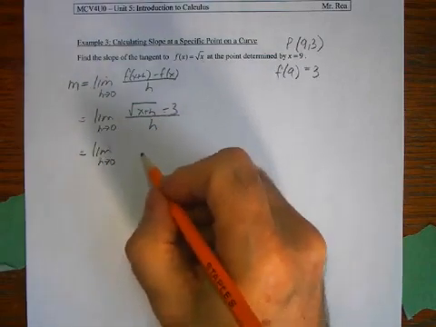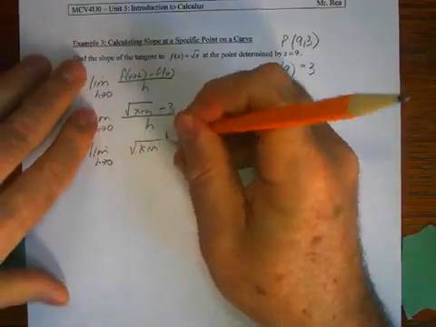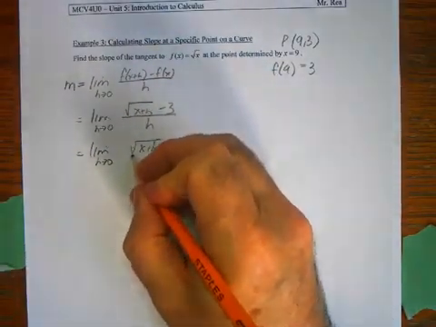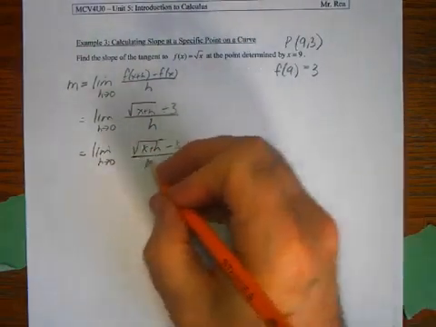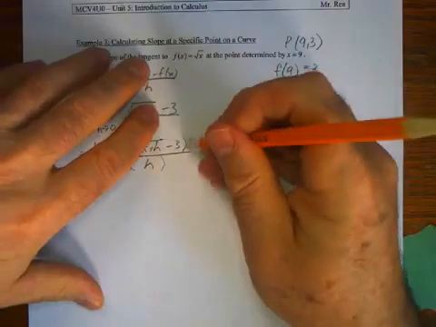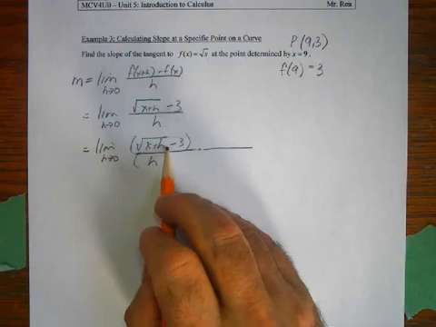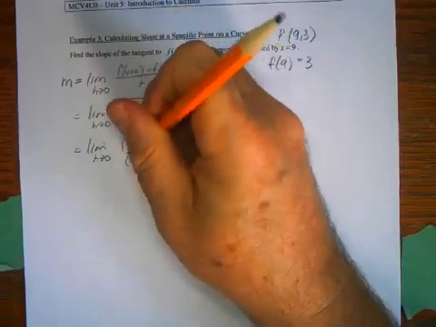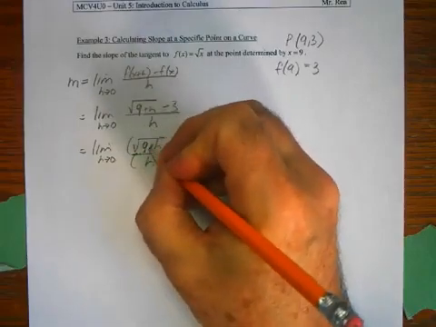So if we write it, square root of x plus h, minus 3, over h, and what we're going to do is, I don't need all these brackets, but I like brackets. So we're going to multiply that by the conjugate of the numerator. Sorry, I should have been putting, instead of the x, I should be putting 9, because that's the value of x. So that's 9 plus h, 9 plus h.